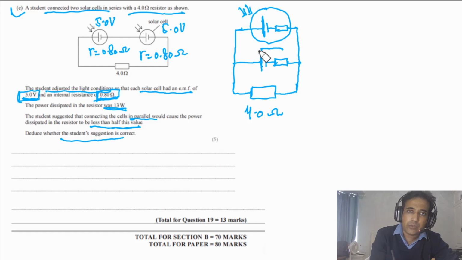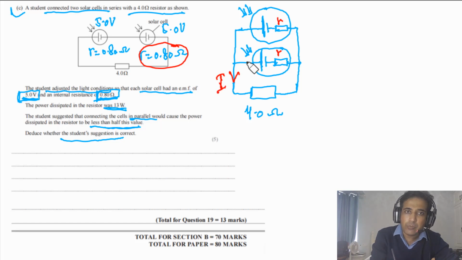So we can draw this circle around this. This is representing a solar cell. Each solar cell has an EMF of 5 volts and an internal resistance of 0.80 ohms. This small resistor is representing the internal resistance. Now let's say the current passing through this resistor is I.